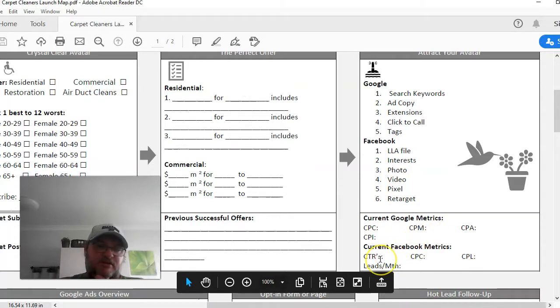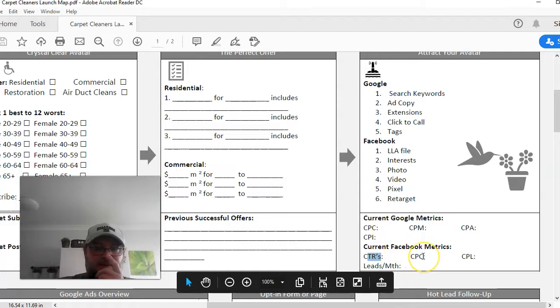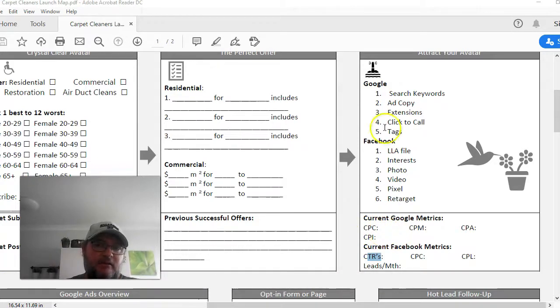Now, Facebook's metrics, another one that's slightly different is your CTRs, which, as we said, is your click-through rates. If they're low, it means something's wrong with your ad. They're not attracted to your ad. Cost per click or cost per customer, cost per lead, and your leads per month. Now, each of those metrics is a whole video or 2 or 3 in their own, so I can't explain them here. They're the metrics that you want to track for each of those advertising campaigns.